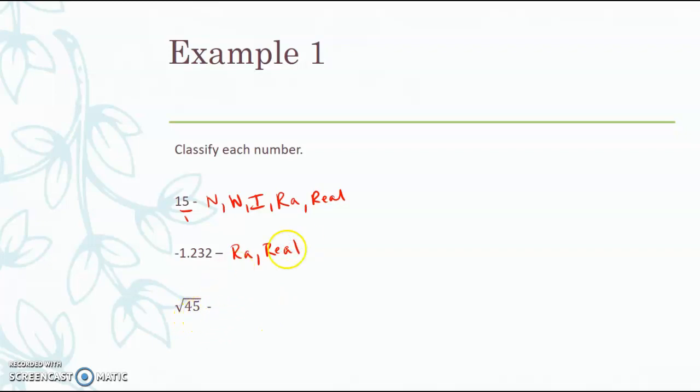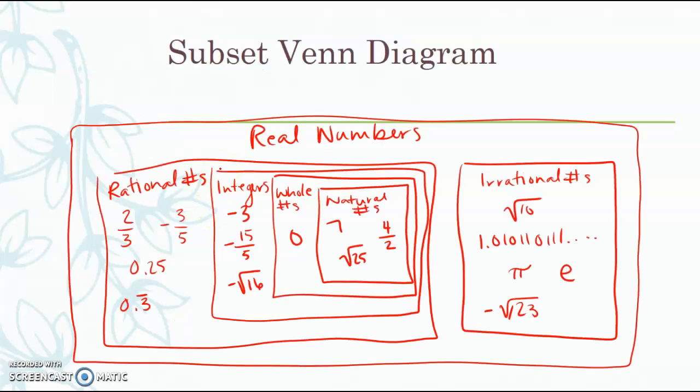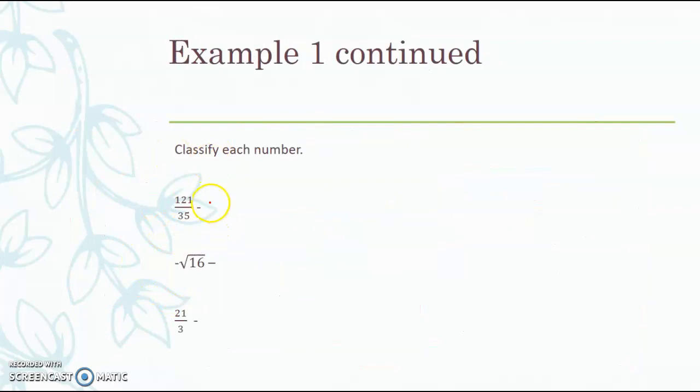Square root of 45. If we go back to our notes from the last section, 45 is not a perfect square, which makes this irrational. And because it's irrational, it's none of the other subgroups. It is just irrational and real. Moving on to our next. 121 over 35. Well, that's a fraction. So going here, fractions start in the rational numbers. So we're just rational and real.